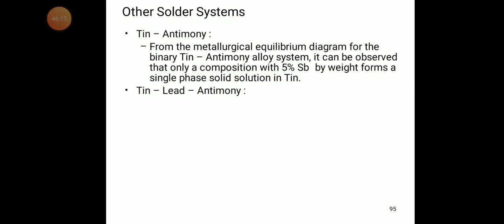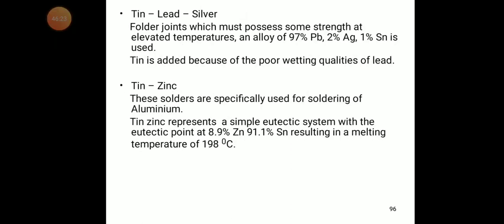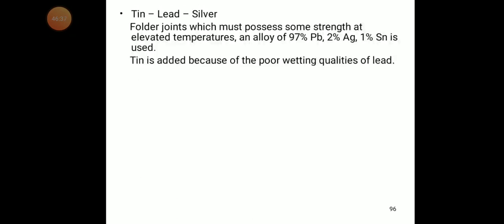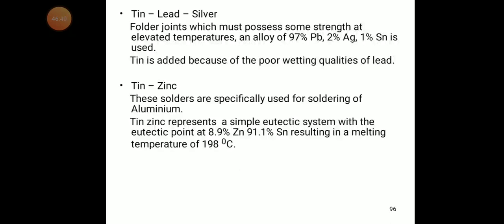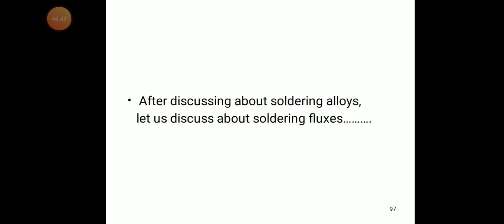You may have other solder systems also: tin antimony, tin lead antimony, tin zinc, and tin silver. This is a different solder system. We can also see tin lead silver, tin zinc, and the low melting point fusible alloys, which we can also use. So these are the different tin alloys we use for joining the leads. That is very important, and we need to use it.